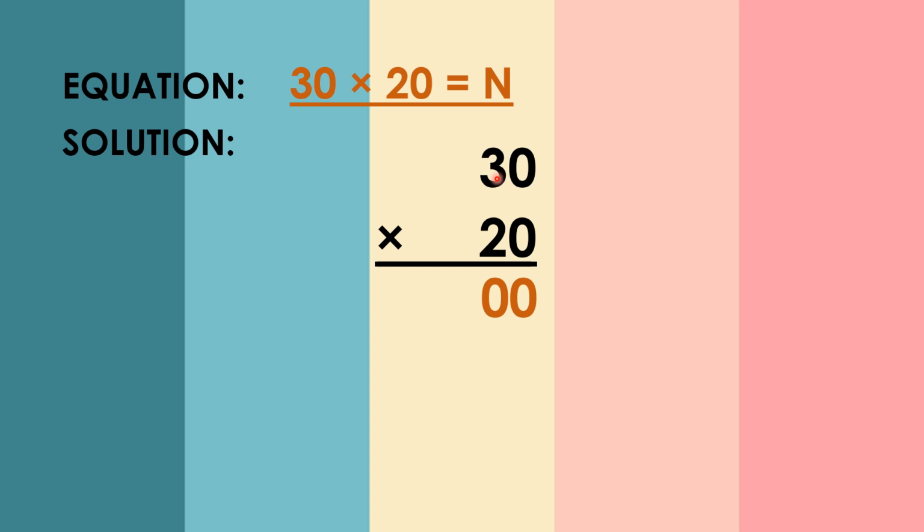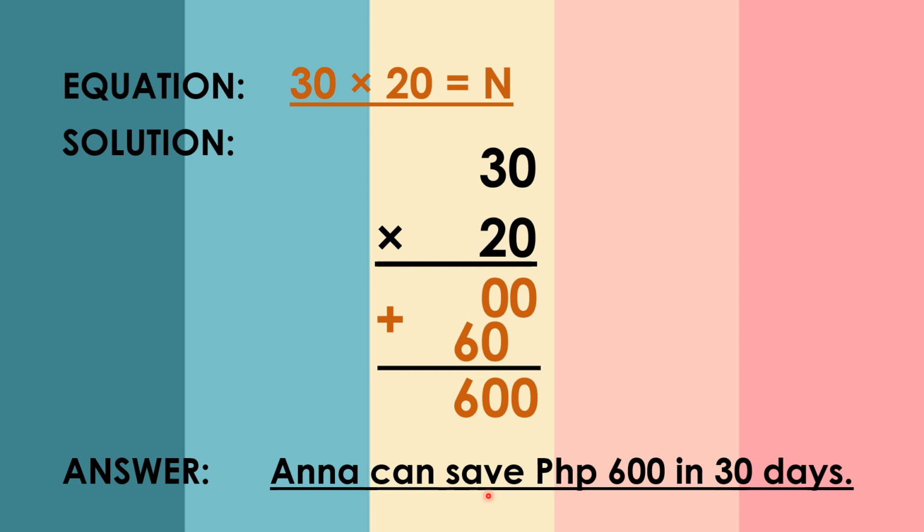For the next partial product, we will multiply 2 to each of the digits in the upper factor. So we have 2 times 0 equals 0, and 2 times 3 equals 6. And then, add the partial products. So the answer is, Anna can save 600 pesos in 30 days.